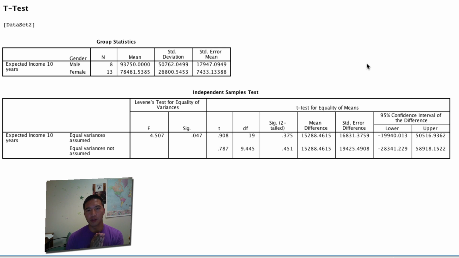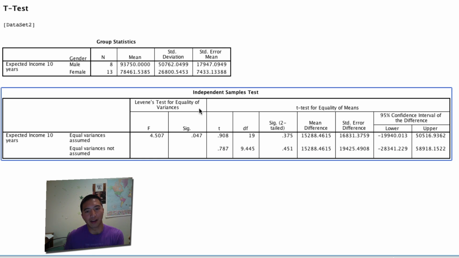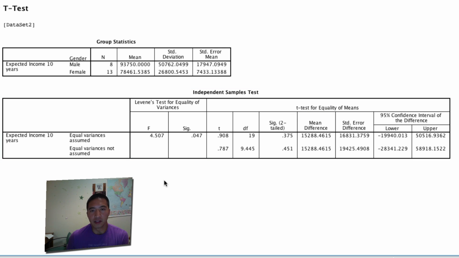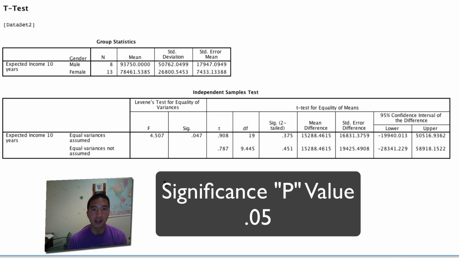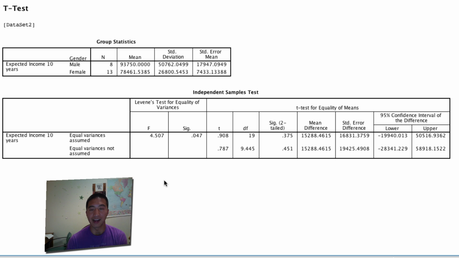So how do we know that there is a significant effect on expected income due to gender? Well, here you have the independent samples test. And with this, you can find out exactly if this is significant. Remember, in this course, we are using a significance or p-value of 0.05, meaning that the null hypothesis is rejected 95% of the time, or at least 95% of the time.